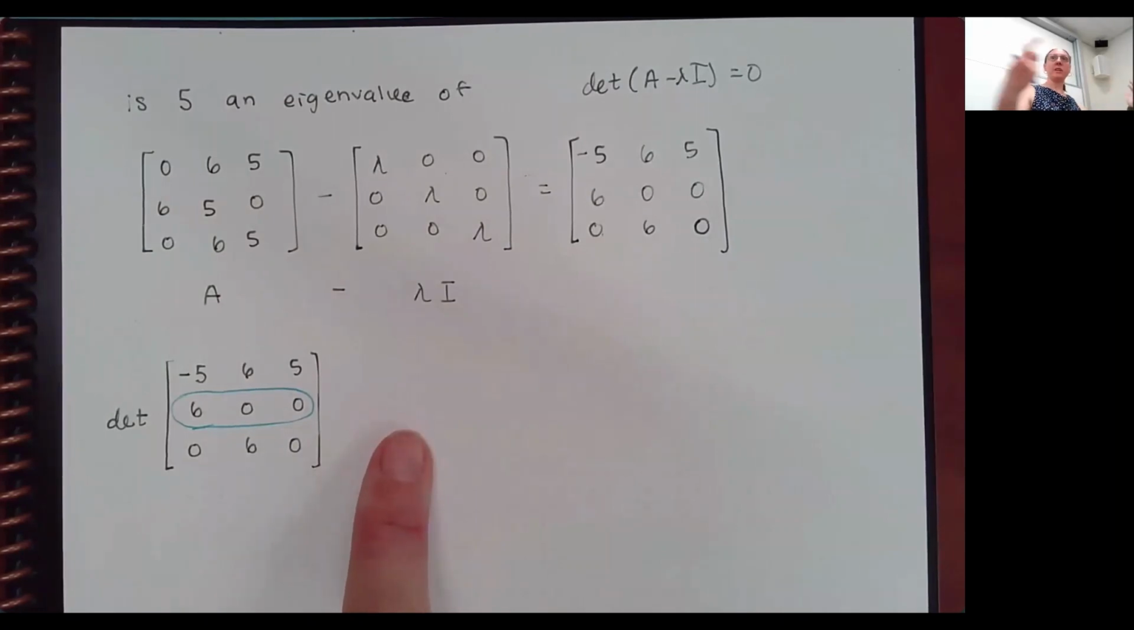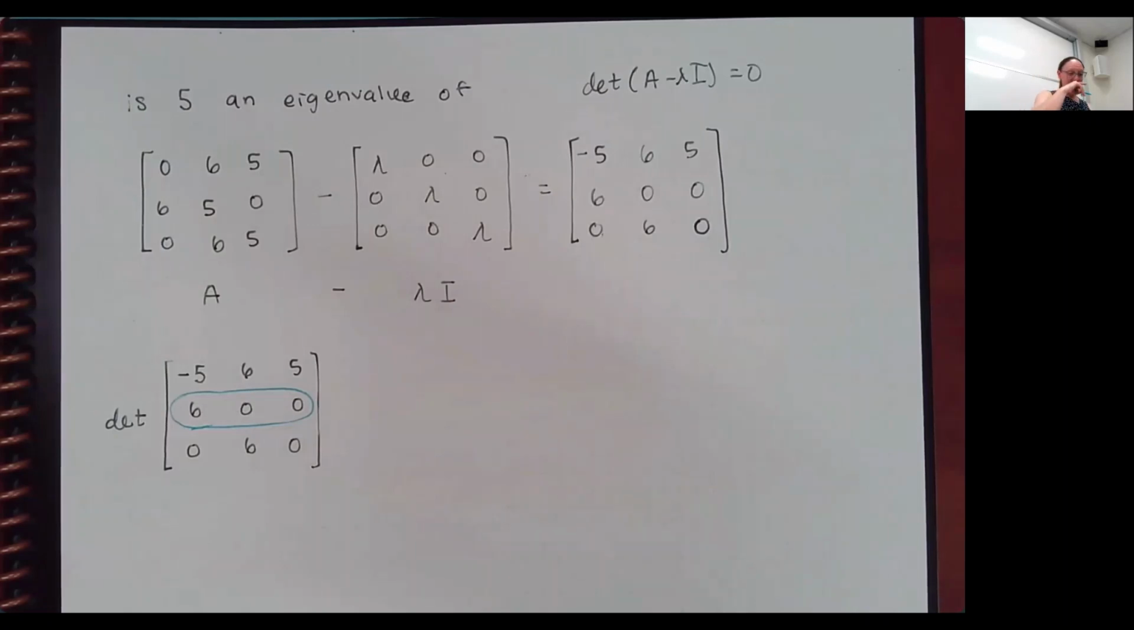Yeah, that's why I'm going to show you right now. Okay, so I'm going to choose a row or a column with the most zeros.